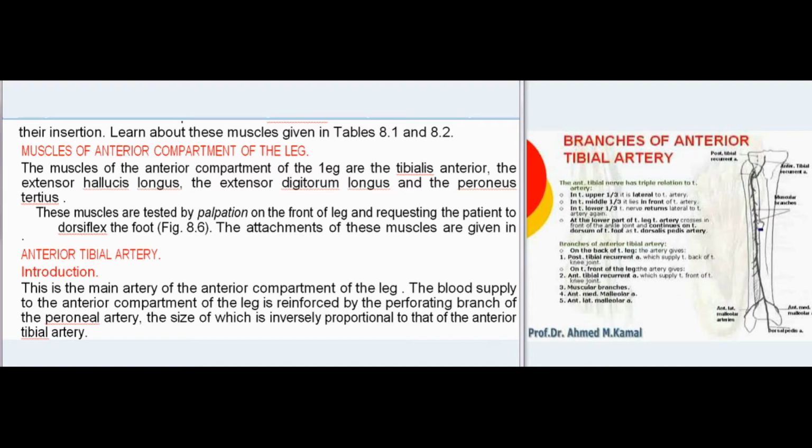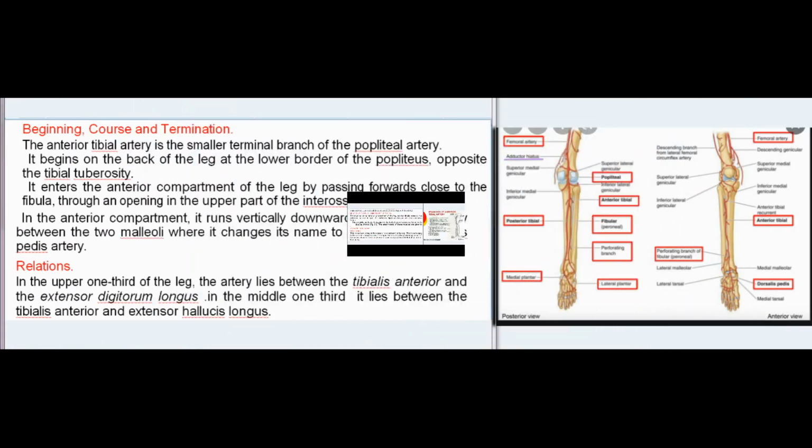Beginning, course and termination. The anterior tibial artery is the smaller terminal branch of the popliteal artery. It begins on the back of the leg at the lower border of the popliteus, opposite the tibial tuberosity. It enters the anterior compartment of the leg by passing forwards close to the fibula, through an opening in the upper part of the interosseous membrane. In the anterior compartment, it runs vertically downwards to a point midway between the 2 malleoli where it changes its name to become the dorsalis pedis artery.